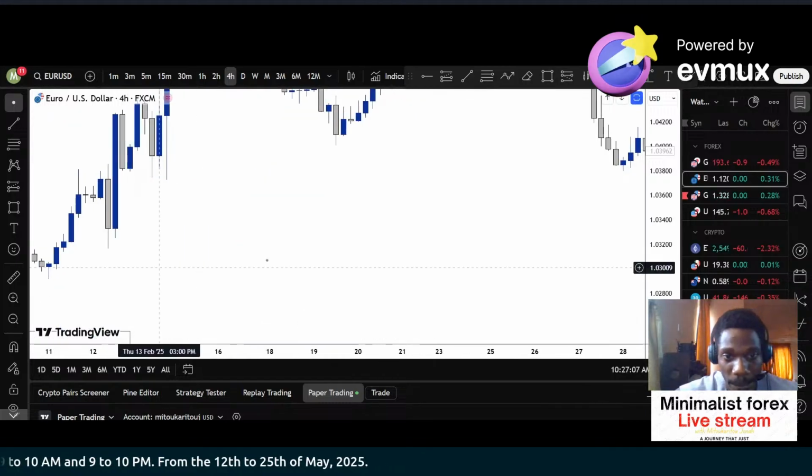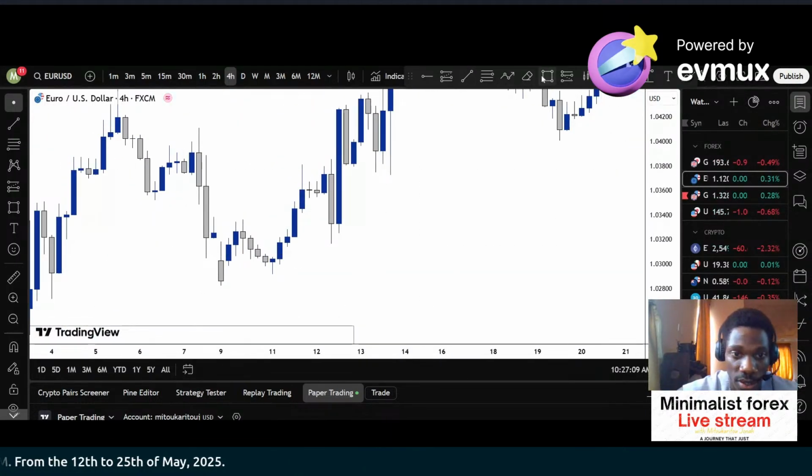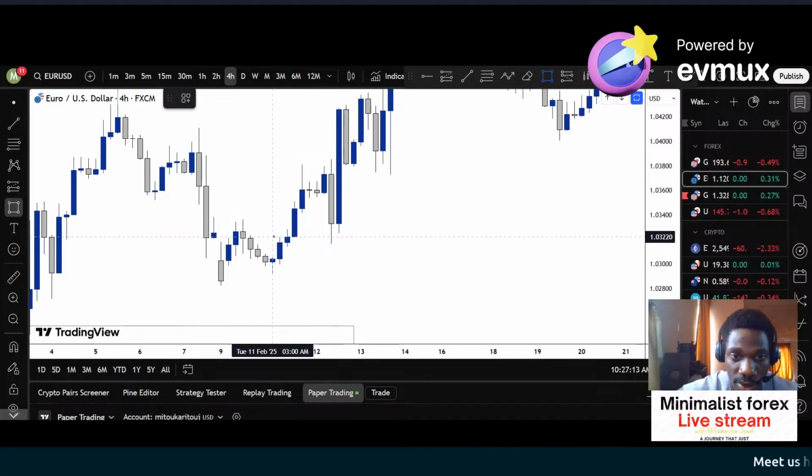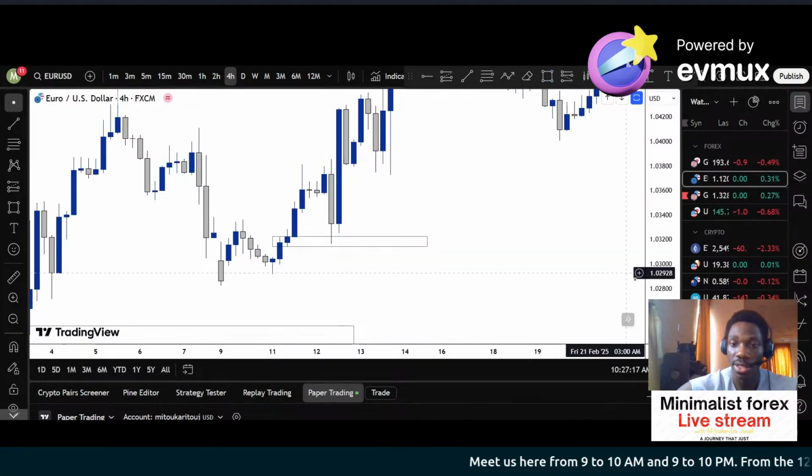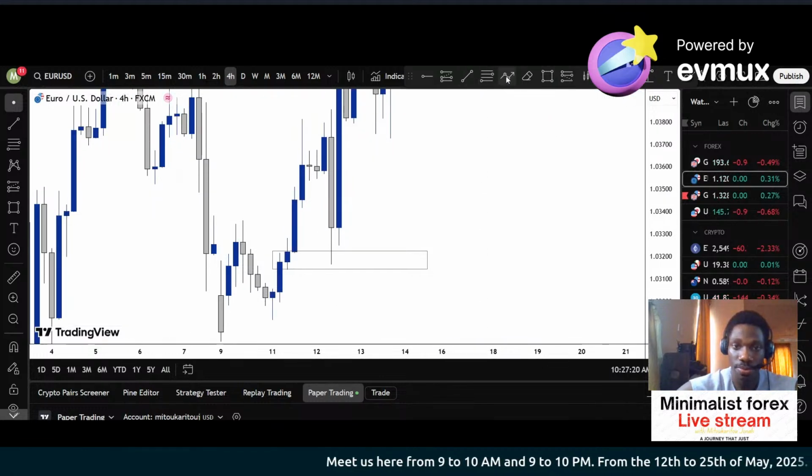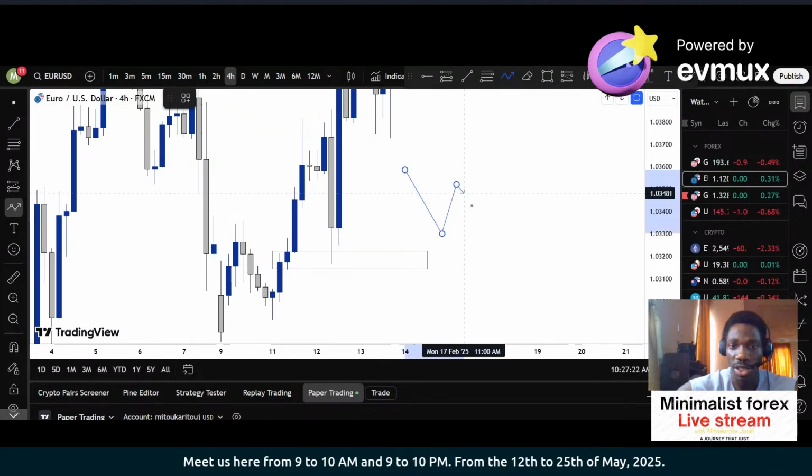There's a demand zone here, from the high of this candle to the low of this candle. And this is what we call flip zones. I'm going to talk about that in a minute. A flip zone is basically a point in the market where the market does this.